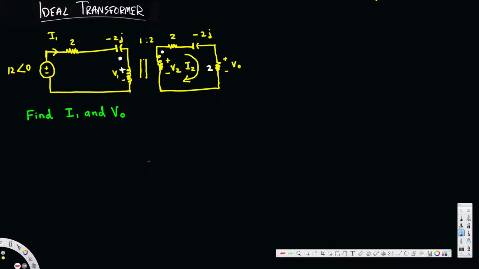In this video we are going to see an example of ideal transformers. Previously I have done the same question using mesh analysis. Here I'm going to do a different method. What we are going to do is simplify this circuit and solve for I1 and V0. Now let's see how to do that.